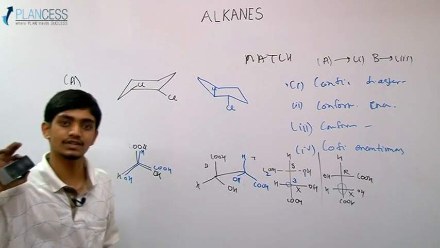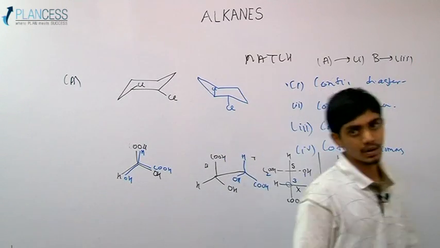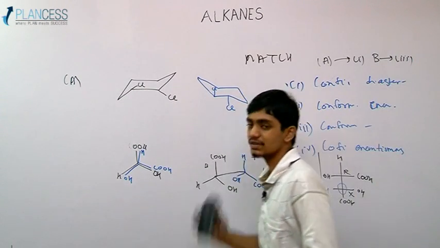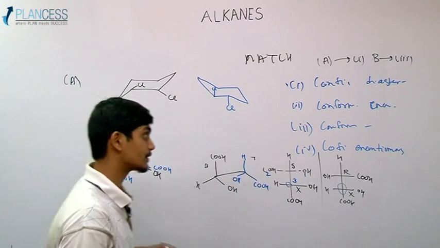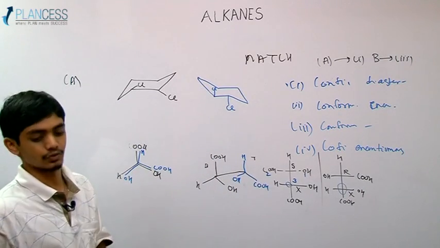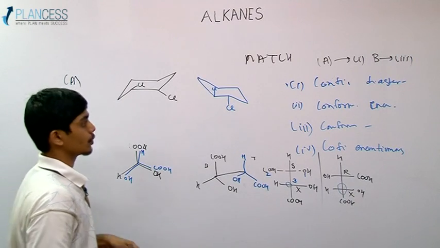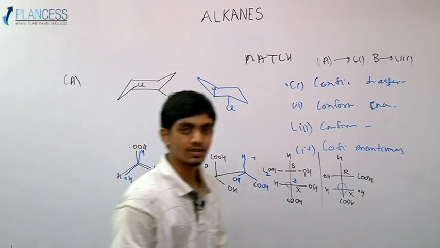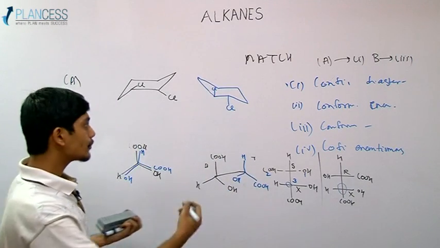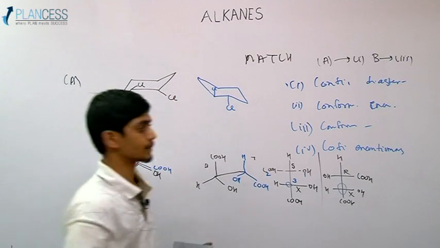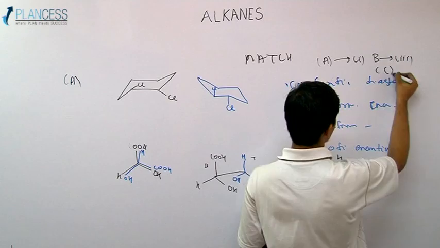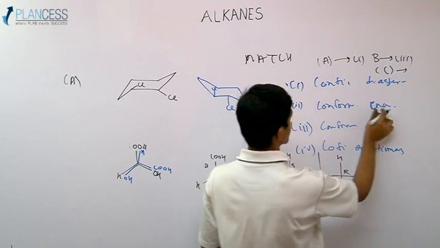We need not even change the configuration. The energy required to convert these two structures into each other is so small that these are conformers instead of configurational enantiomers. So if you want, just see the basic lecture for the explanation of how we can convert this into this, and these two are enantiomers. So our answer for C is conformational enantiomers.